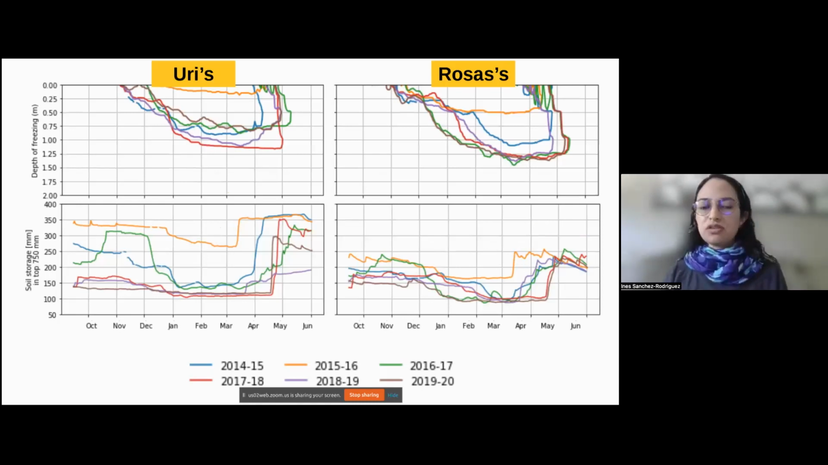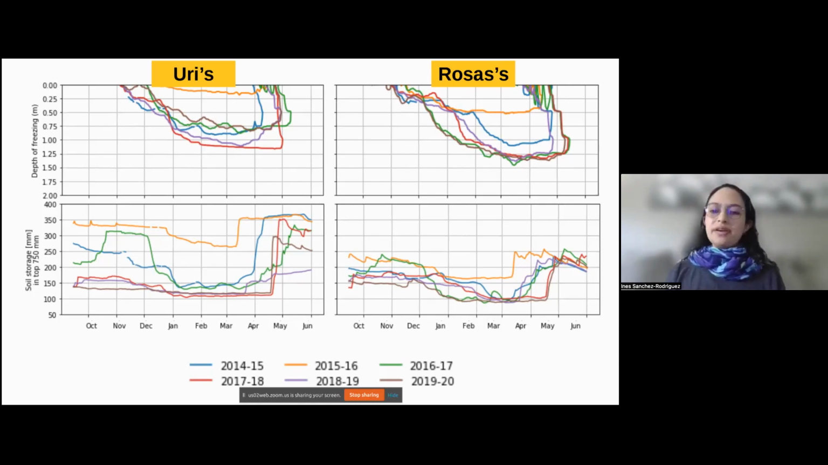Let's see these plots. Again, we have on the top the frozen depth, and on the bottom the liquid water content for both Uris and Rosa's transects. As we can see, the higher the liquid water content in the top layers before the freezing process starts, the less deep the frozen depth. And that is clear in the orange line, but also in the red lines, where we have less water content in the top layers.